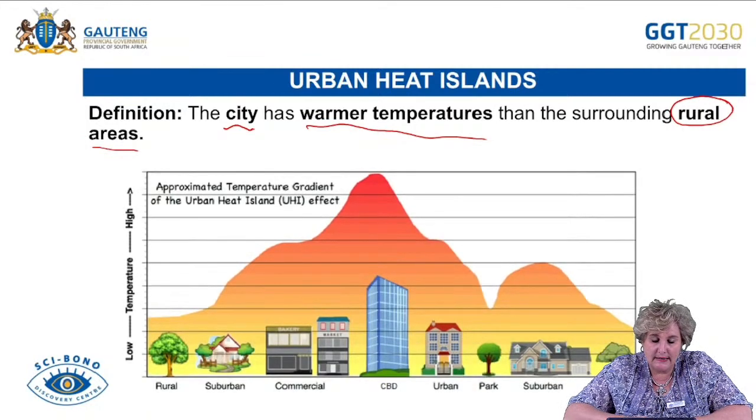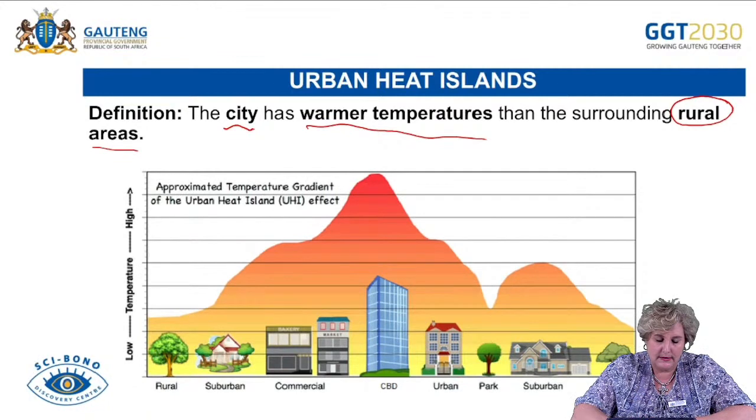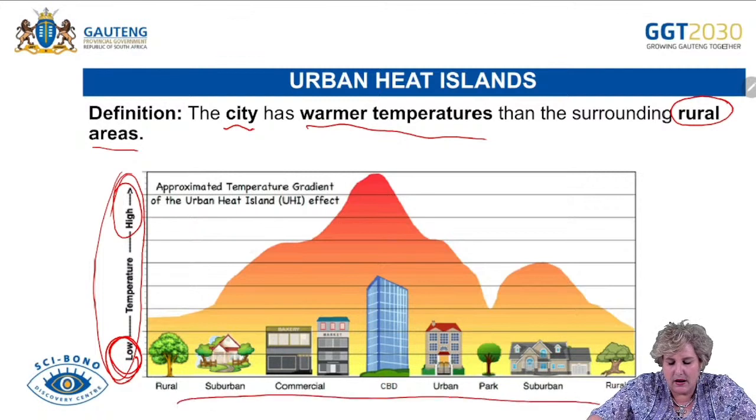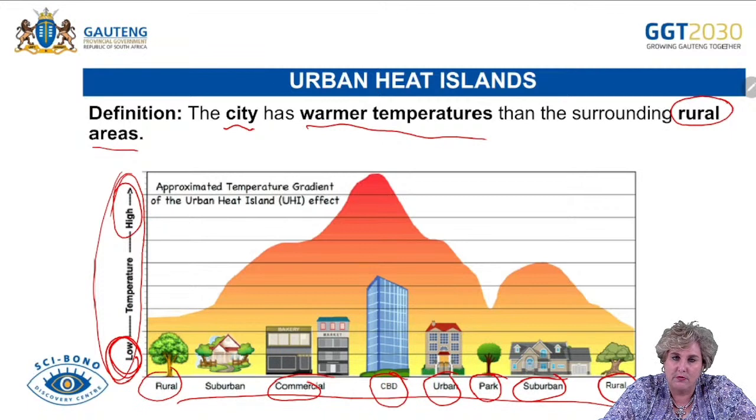If I take this diagram, you will see on this axis I have temperatures. My temperatures at the bottom will be low, there it is high, and here on this area I have the city with the CBD in the middle. I have an urban area here, there I have a commercial area, here is a park, there's a suburb where people live, and there on the outskirts is my rural area.